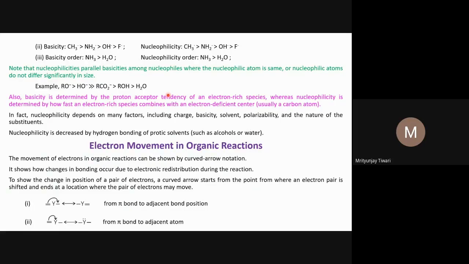Now today's lecture will be studying electron movement in organic reactions. This electron movement can be a permanent movement in a molecule, or it can be a temporary effect during a chemical process. Even in an organic molecule, because of the difference in electronegativity, we see the shifting of electron density, or a shared pair of electrons, towards a certain atom. That shifting, that displacement of electrons, is called the permanent displacement of electrons.